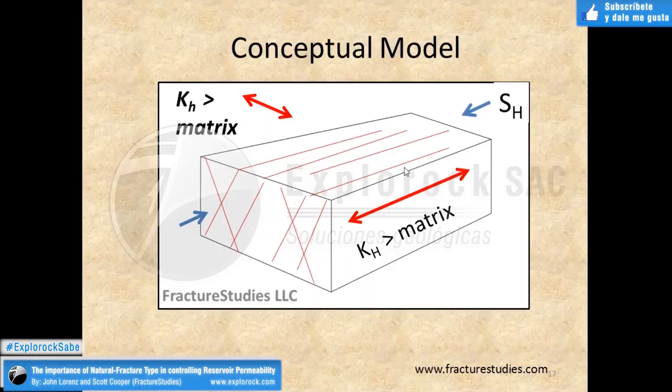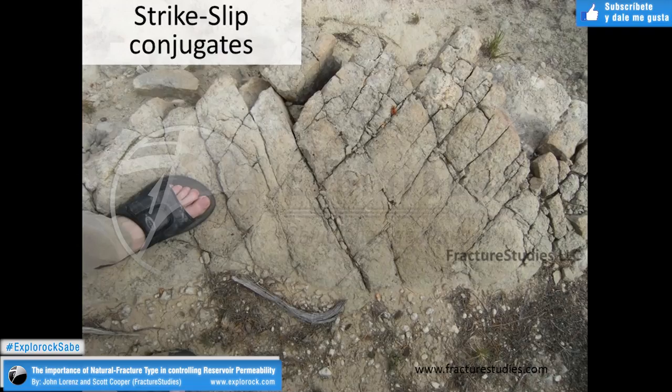We can have conjugate shears in different orientations. Another orientation that we see a lot in the subsurface and in outcrop are strike slip style conjugate shears. And this is an example of that type of outcrop. We're looking plan view down on a surface, and the person with the nice safety boots on here is highlighting our fracture set. And so these are vertical and strike in different orientations.